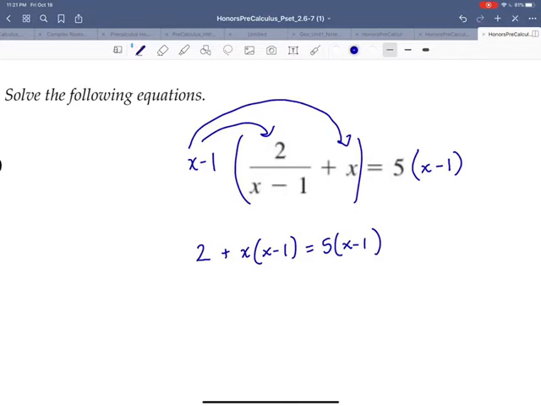So now I'm going to simplify both sides and solve the equation.